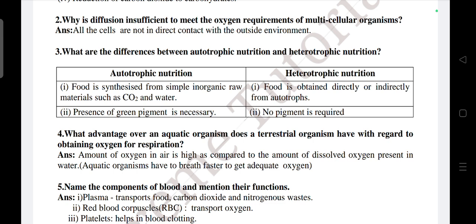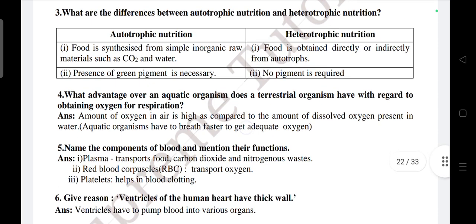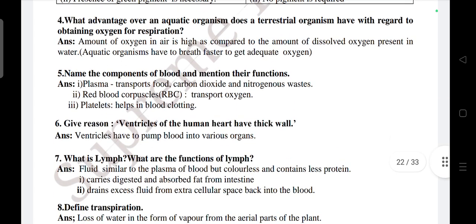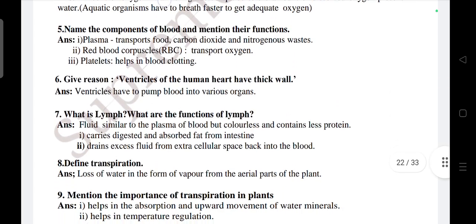So, difference between autotrophic nutrition and heterotrophic nutrition. If you want the answer, take a screenshot. What advantage over the aquatic organism does the terrestrial organism have with regard to obtaining oxygen for respiration? Name the components of blood and mention their function.